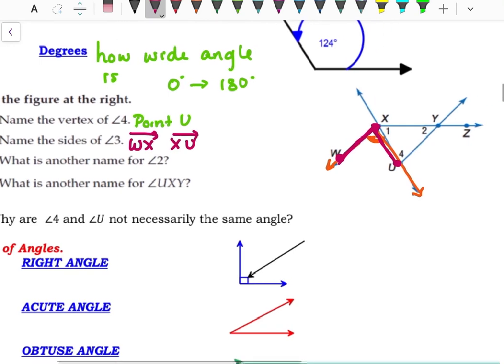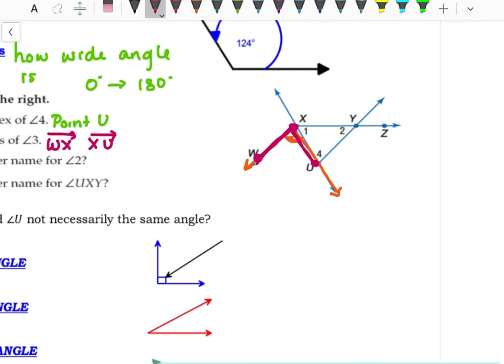Okay, next, what is another name for angle 2? Angle 2 is this one right here. So again, I'm going to trace the sides and the rays and follow that out. So here's one side, and then here's the other side. And then I'm going to identify my 3 points. I've got one here, and then one here. And those 3 points will make up my angle 2.